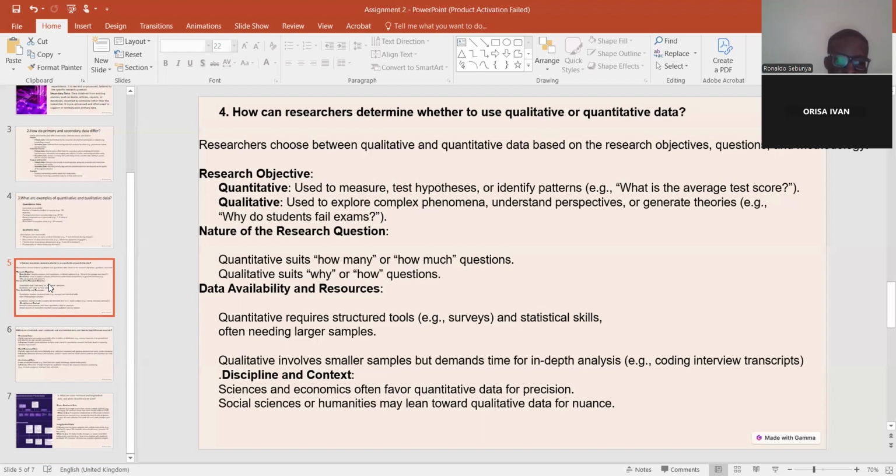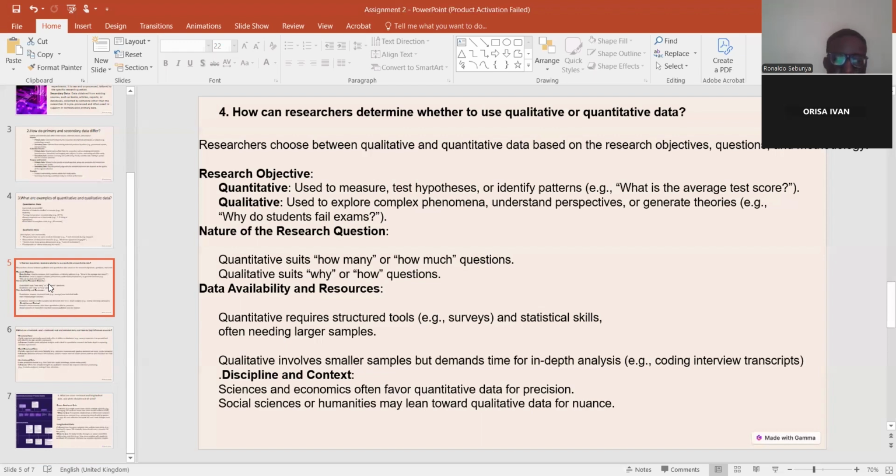Then we go to the next, which is the nature of the research question. We look at whether it's a how many or how much kind of question, like how many people have liked the new school policy they've put up, or how many have not liked it. That's quantitative, right? It's clean, it's countable. But if it's a why or how, we're wanting to understand why people hate the new policy, or why they don't hate it.